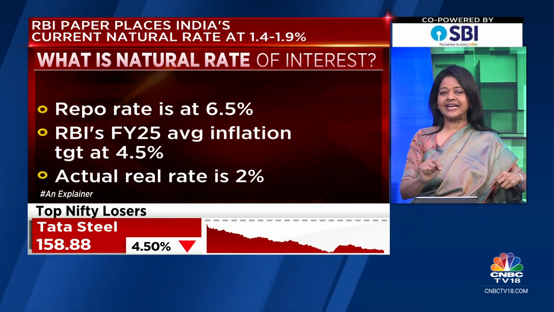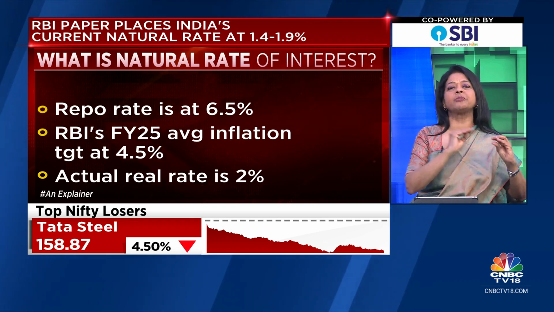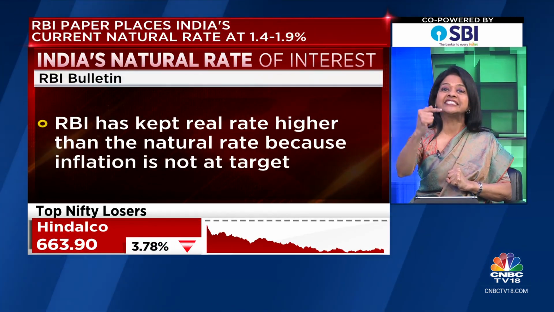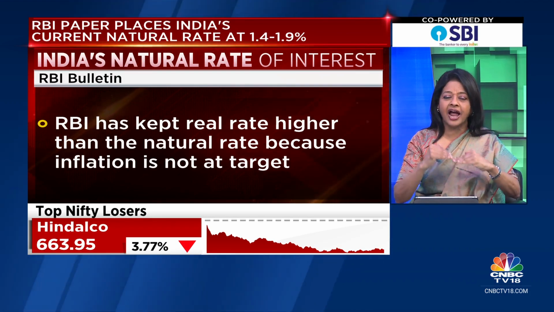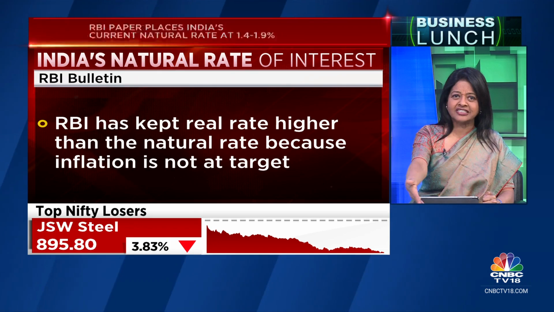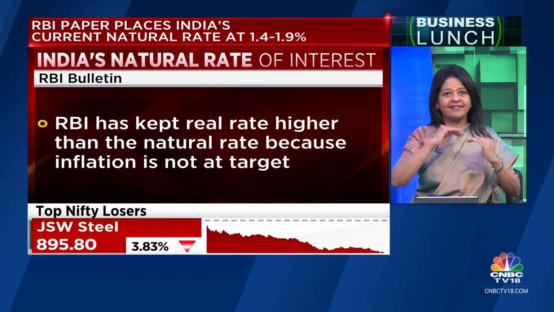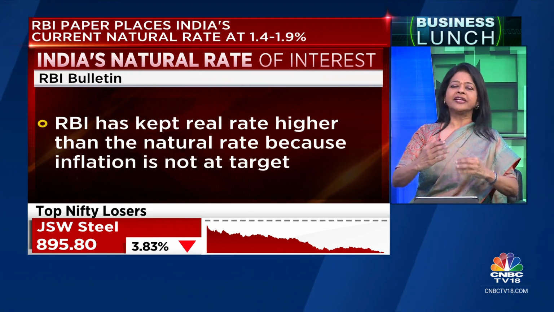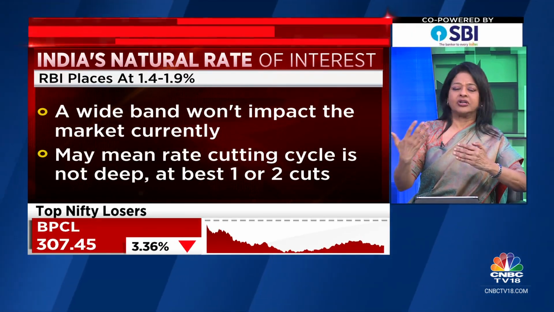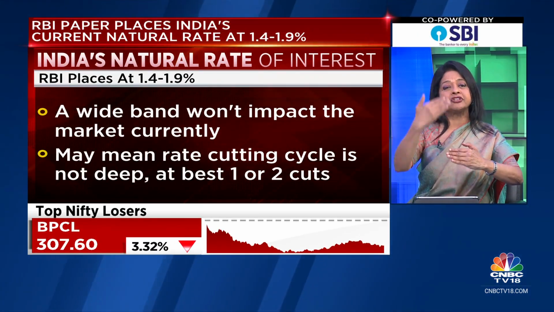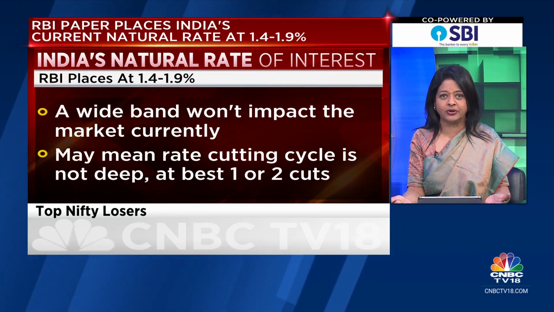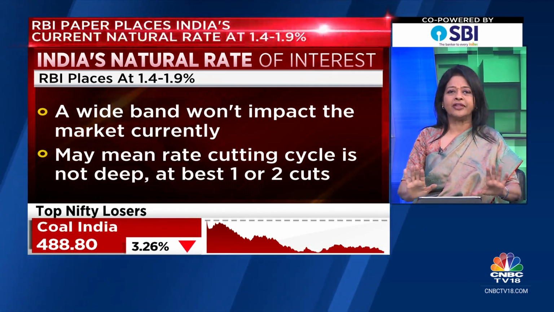And what is the Reserve Bank telling us? That the correct natural rate should be 1.4 to 1.9. Which means the Reserve Bank's policy is tighter than the ideal rate. Why is it tighter? Because inflation is not at target. Inflation, the last number we have is 5.08, whereas the target is 4. So the Reserve Bank has kept it tight. When does the Reserve Bank or any central bank move the interest rate below the natural rate? When inflation is below or growth is below target, right? That's the meaning of the natural rate.